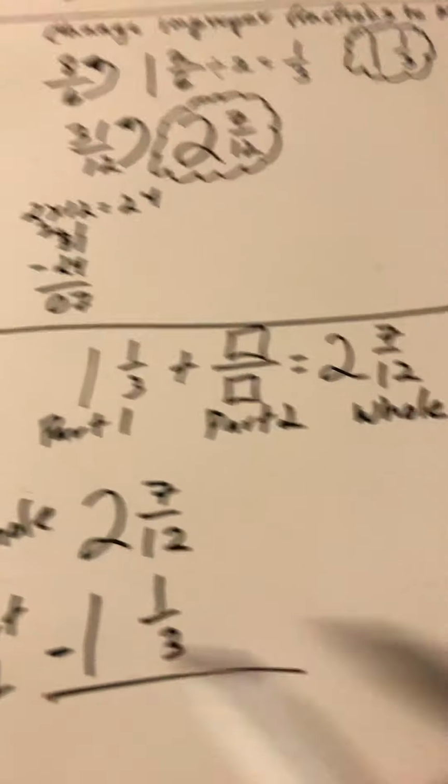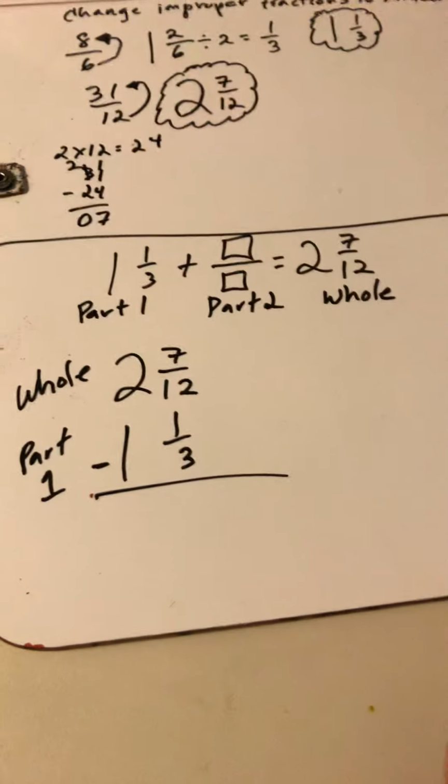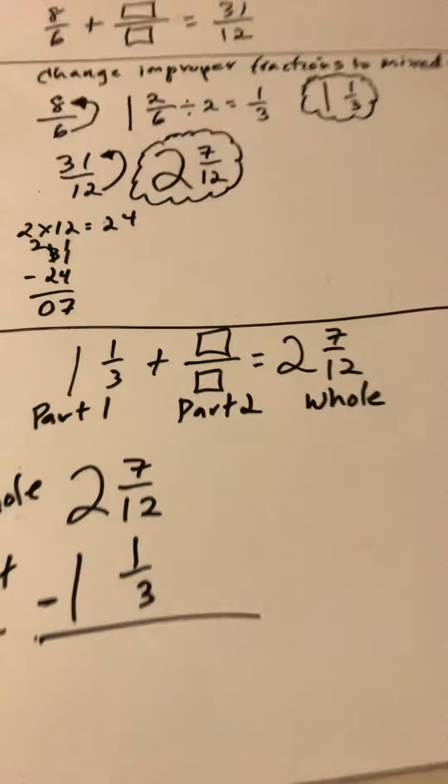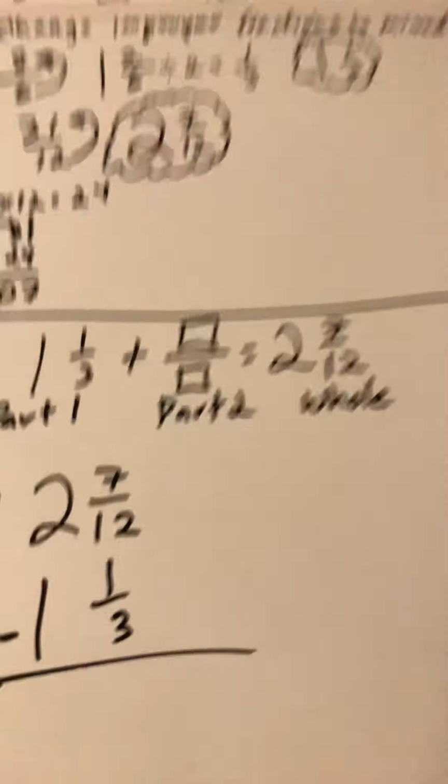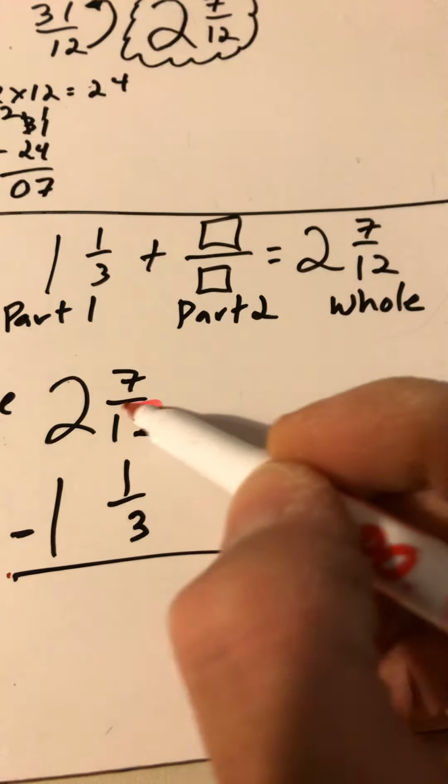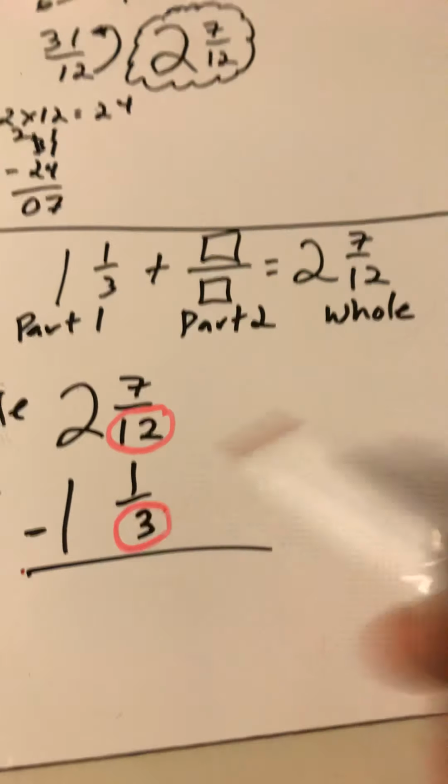Now, I said I'm subtracting. Okay, I can't subtract this because I have a problem here. And the problem is that my denominators don't match. So I can't subtract because my denominators don't match.